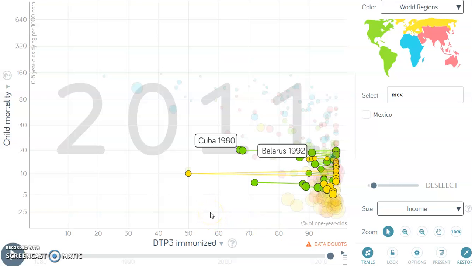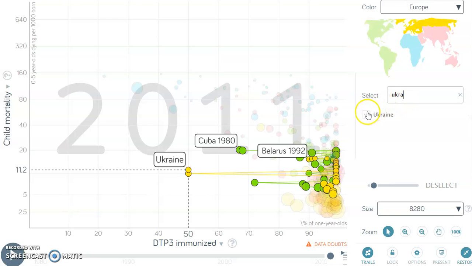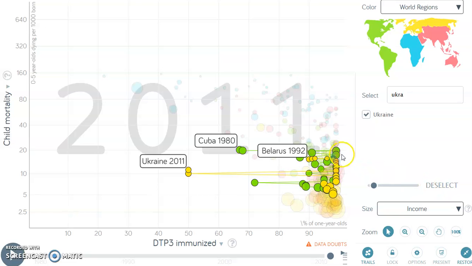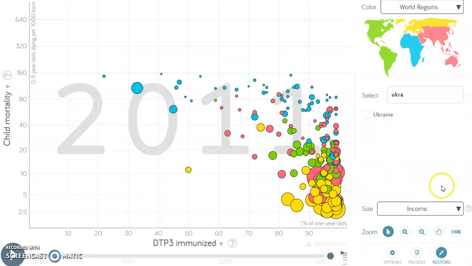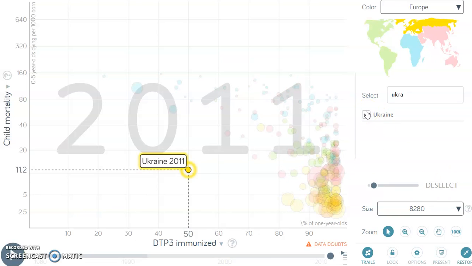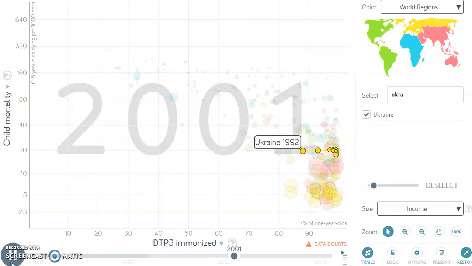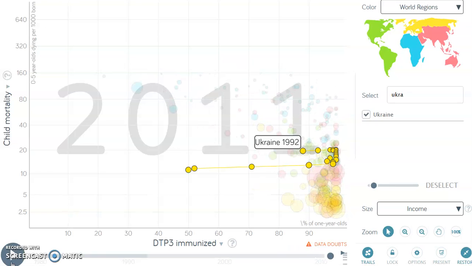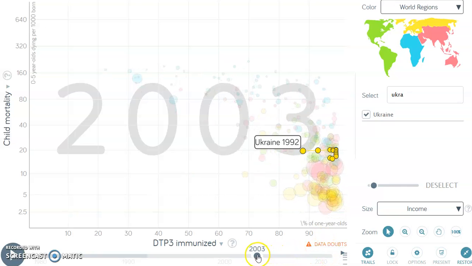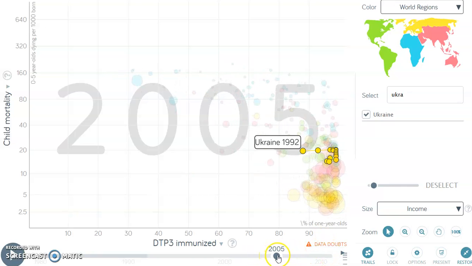Now there are other countries like Ukraine, which show a more clear trend. So they have a high rate in the 90th percentile, and then around 2007 or 2008, it begins to drop.